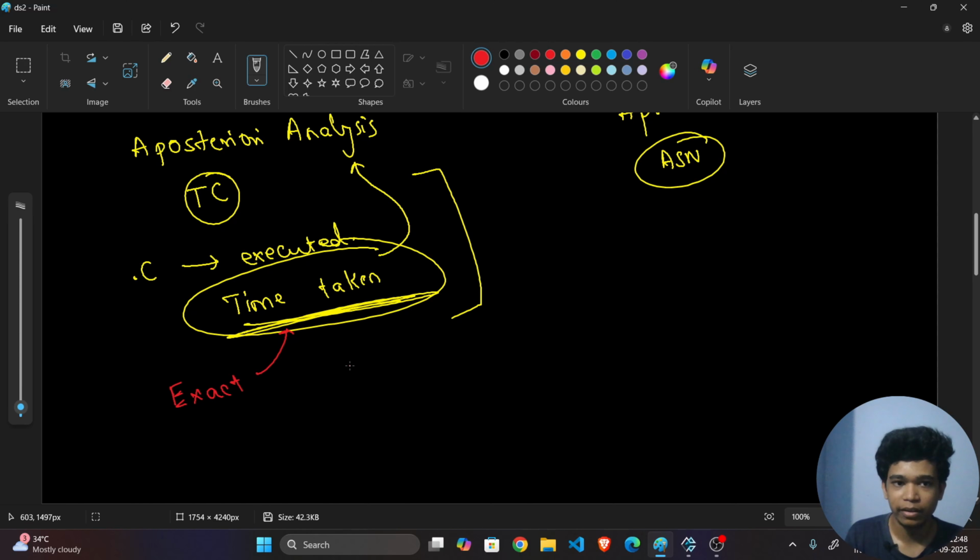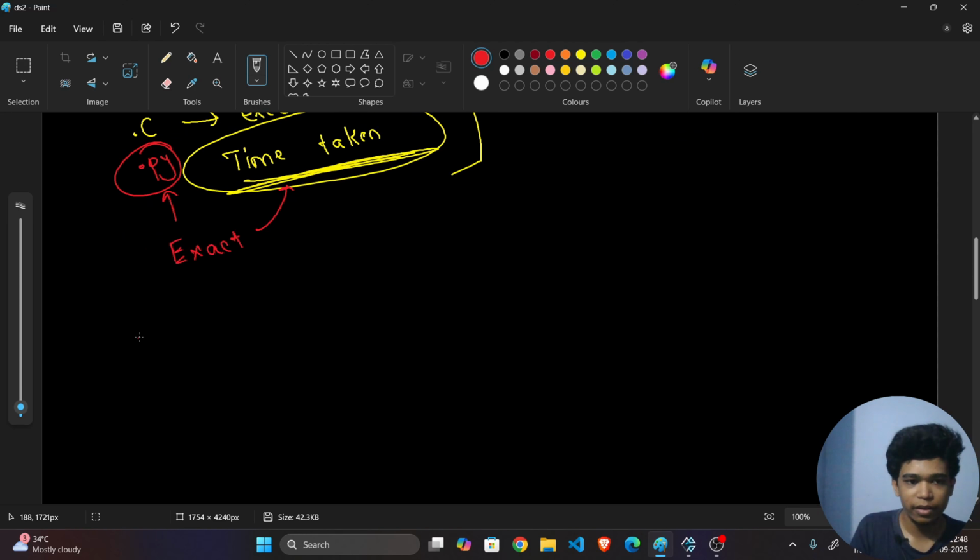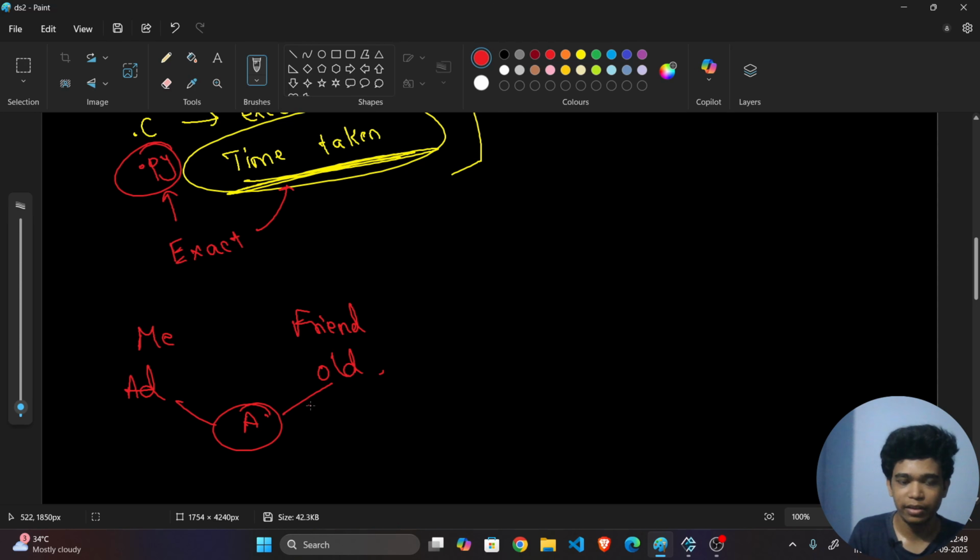But if I use something like a Python program, then the time taken will be increased for the same algorithm. But we don't want that. See, if I am using a processor, here's me and here's my friend. I am using an advanced processor, while he is using some old processor.